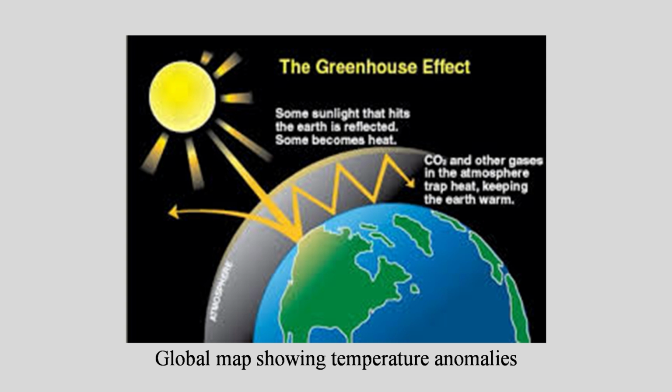Some sunlight that hits the earth's surface is reflected back, and some becomes trapped and becomes heat. Now what is happening today is the greenhouse effect, global warming. Because of the increase in pollution and human activities, these gases, namely carbon dioxide and nitrous oxide, are increasing in the atmosphere. More and more sunlight is trapped in that layer, which leads to an increase in the overall average temperature of the earth's surface.